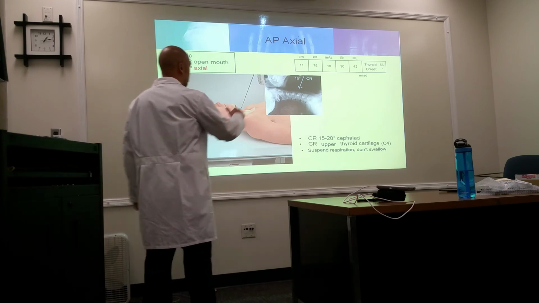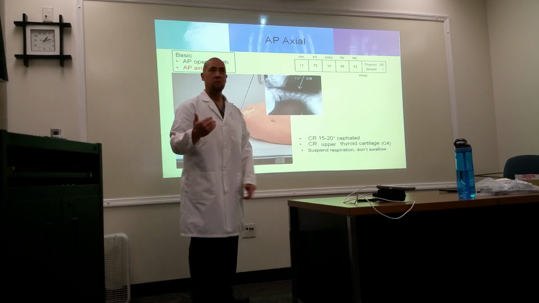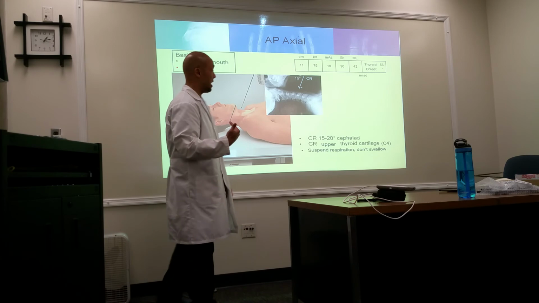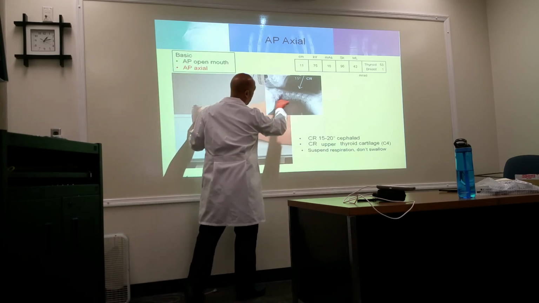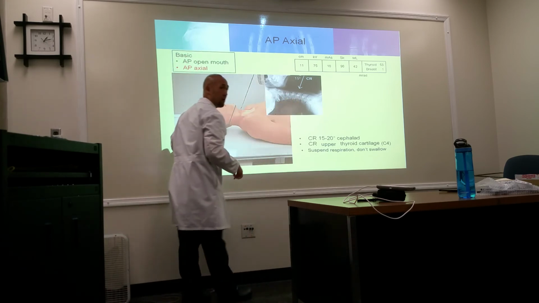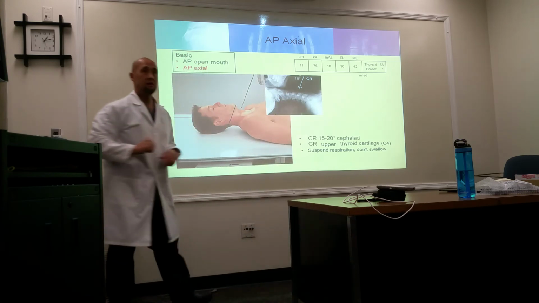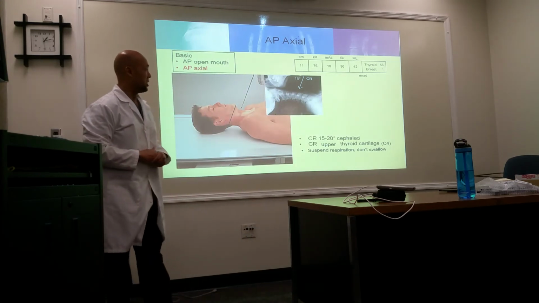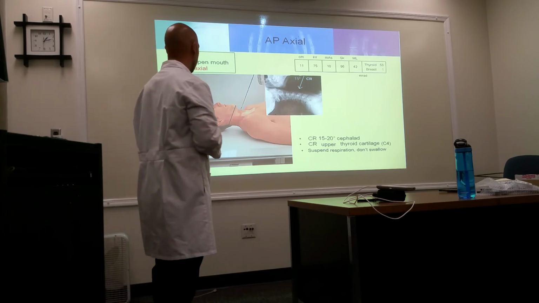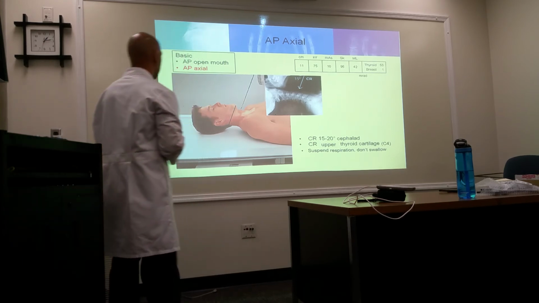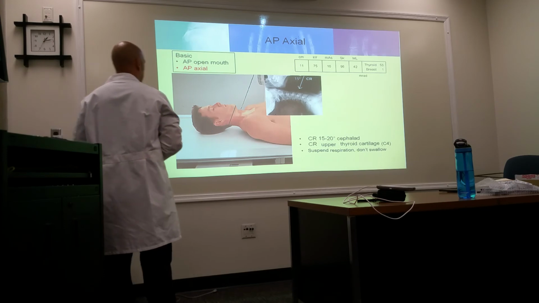The other thing that we're going to do is we're going to angle our X-ray tube approximately 15 degrees towards the head because of the curvature of the spine, the angulation is going to help open up the joint space. So we're going to do an angulation.